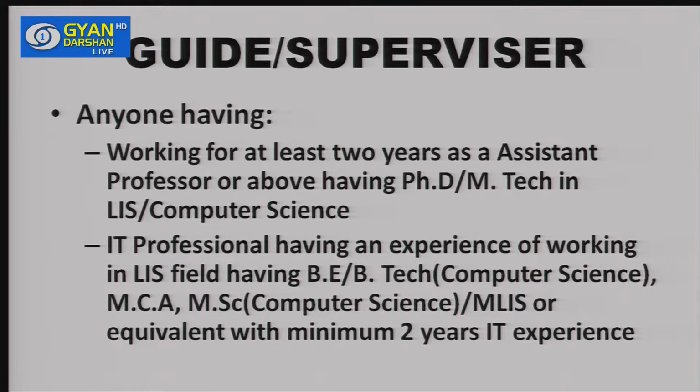It is generally a person having a working experience of at least 2 years as an assistant professor, or assistant professor in University Grants Commission grade, or could be a librarian working in the same grade at least for 2 years. It could be a person having PhD in library information science, or technical qualifications with an experience of library information science. At times people take a guide, a supervisor who may be a BTech, MTech, or some such qualifications but does not have an exposure in libraries, working in library settings, then that person may not be really able to help you as a supervisor.